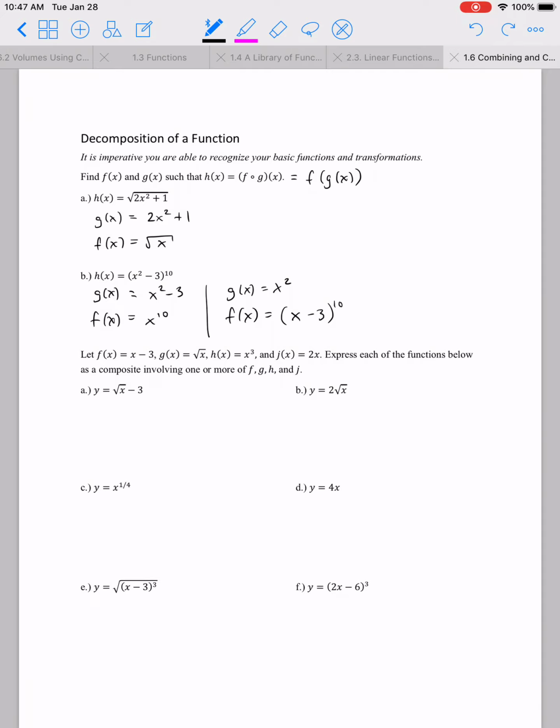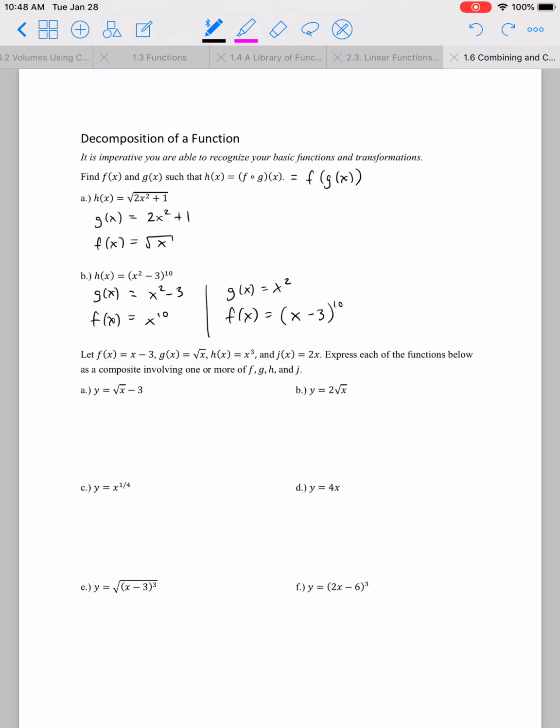Okay? So for these next ones, this is f of x, g of x, h of x, and everything like that. And we want to express each of the functions below as a composite involving one or more of f, g, h, or j. Okay, so how can we use f, g, h, to make a composite to get these? Well, if we look at the first one, I see the square root and I see the x minus 3. So we have an x minus 3 here and we have a square root here. So I look at that and I think I'm going to want to combine those two together.